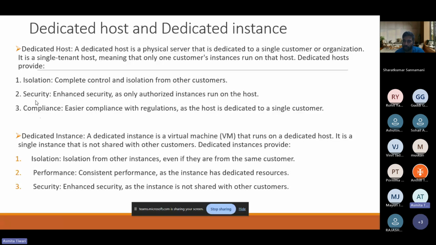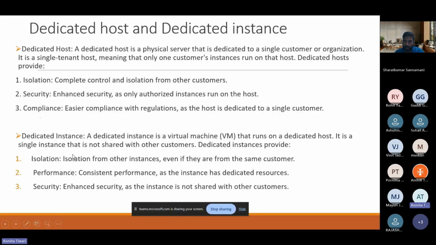I will give an example of a dedicated host. Dedicated hosts are like owning the whole house, where you control everything about it and can use it exactly how you want. Next is the dedicated instance. A dedicated instance is a virtual machine that runs on a dedicated host. It is also reserved just for you.